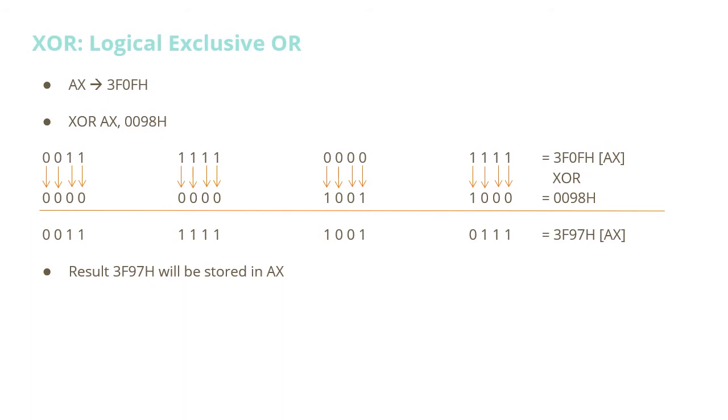If the content of the AX register is given as 3F0FH and the instruction is given as XOR AX, 0098H, where 0098H is an immediate number, a bitwise exclusive OR is done between these two numbers, and as a result of the exclusive OR operation, the result that we get is 3F97H, and this result will be stored in the destination operand, which is the AX register.